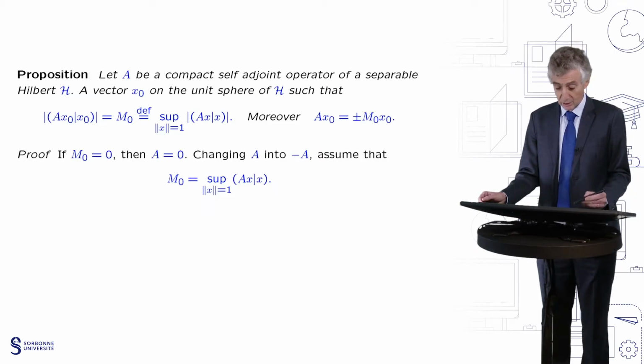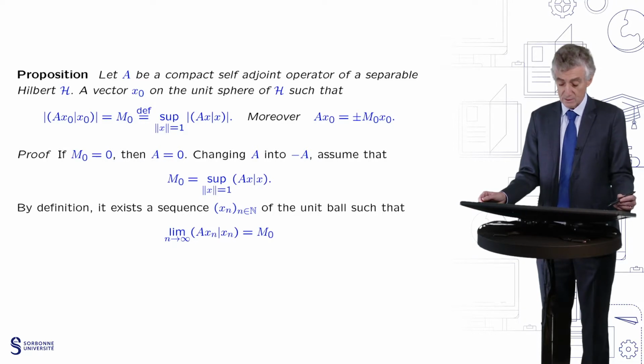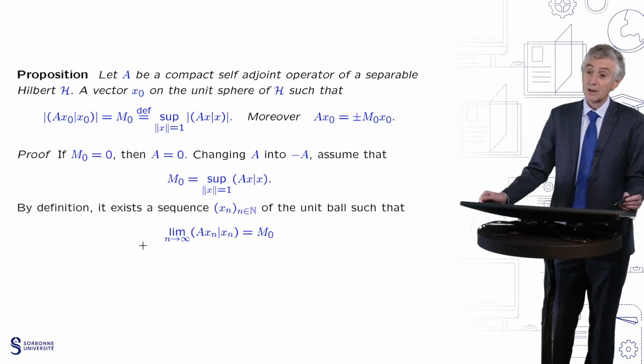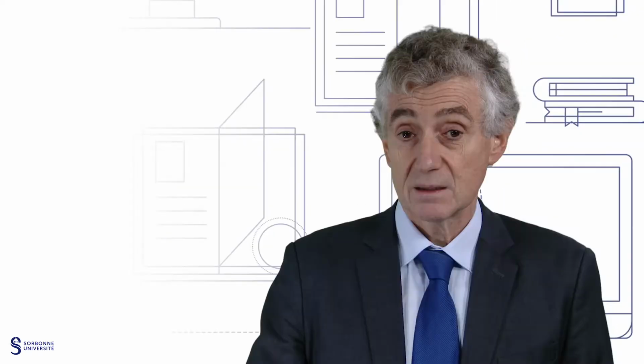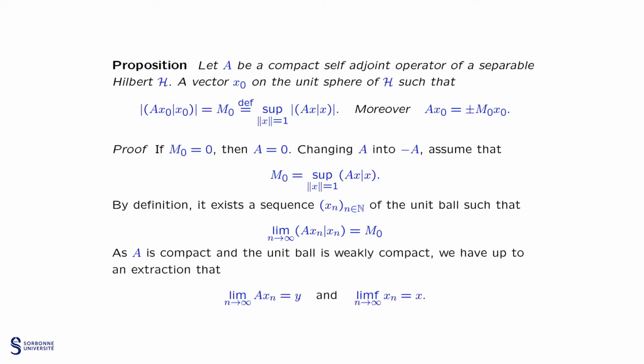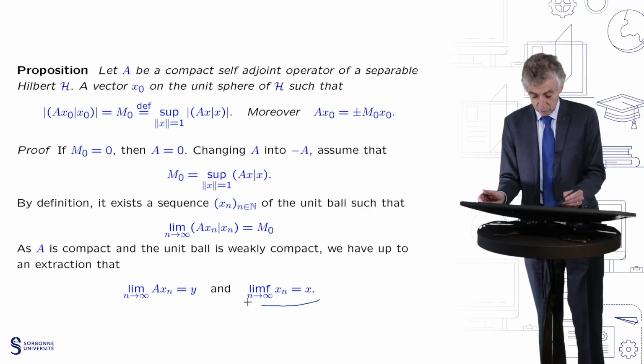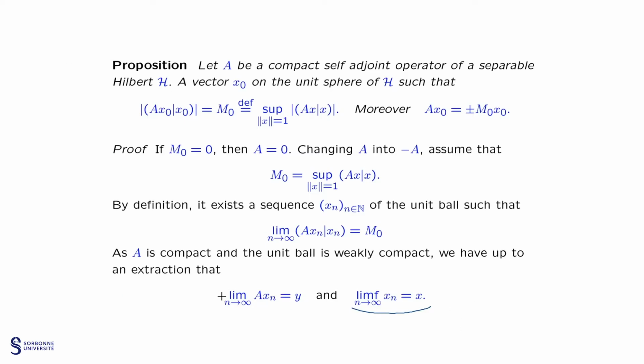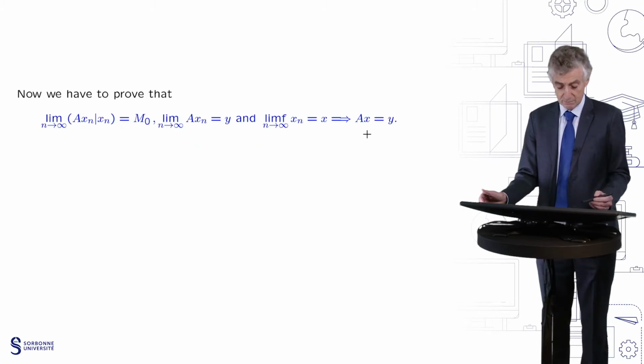Now we are going to consider a maximizing sequence, in other terms, a sequence such that the limit when n tends to infinity of ⟨Ax_n, x_n⟩ equals M0. Now, weak compactness of the unit ball gives this, and the compactness of A allows us to say that there is a y such that we have this. Of course, here there is an extraction we don't note anymore. Now we have to prove that with all this, we have this.